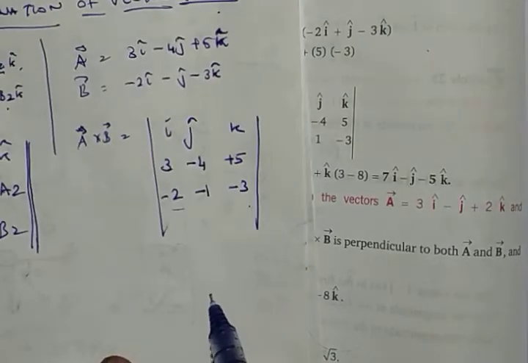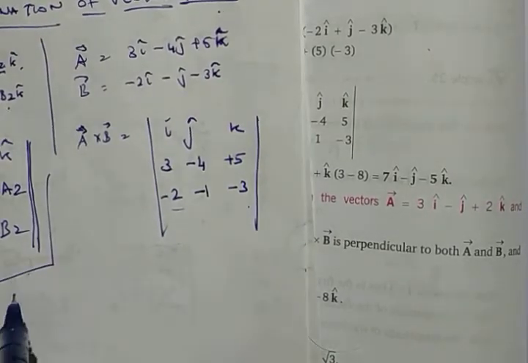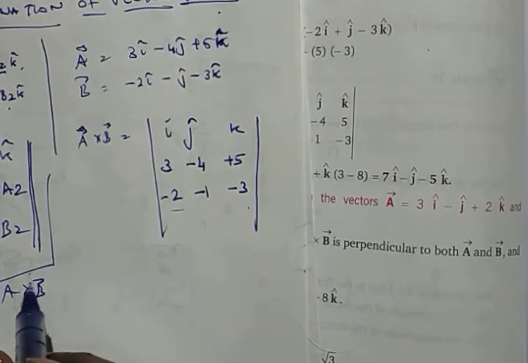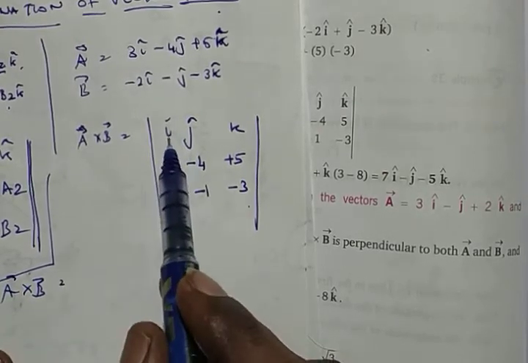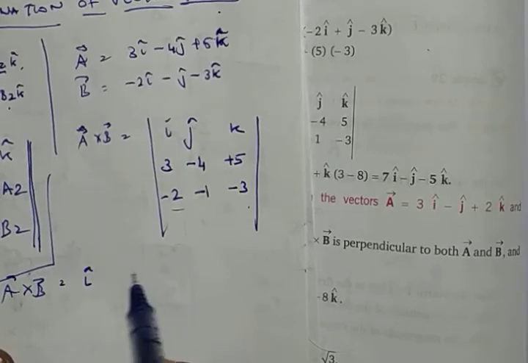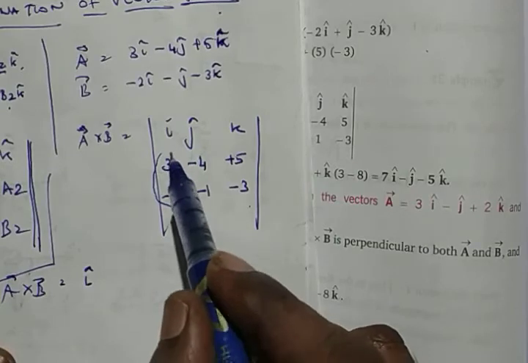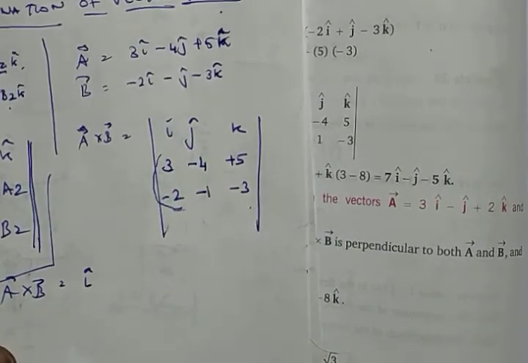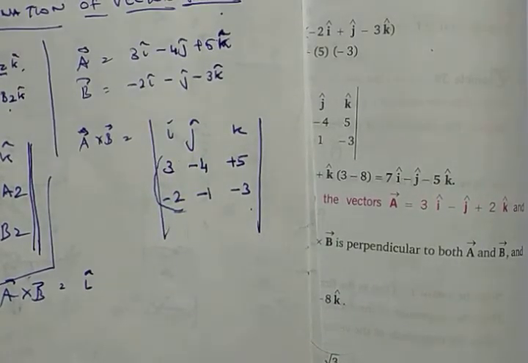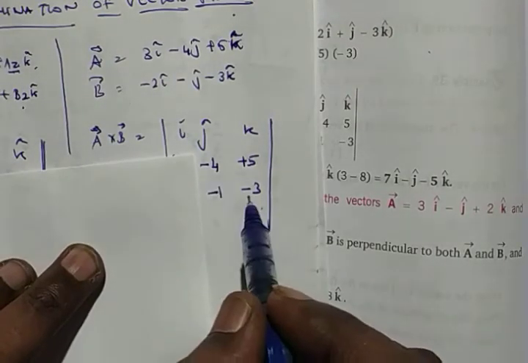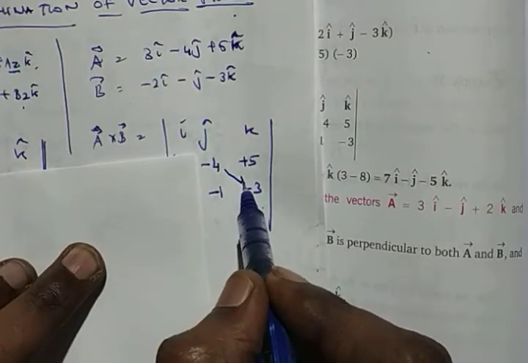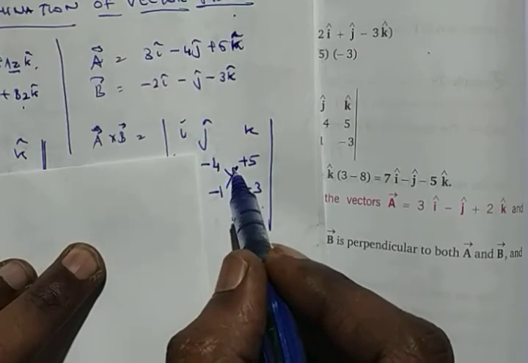Now how to determine the value of A cross B? So A cross B is equal to, first of all, you put only the i value here. And now under this i value, you need to just hide this one. Just hide the values underneath this one. You need to hide it. So once you've hidden this one, what are the next values which are here? Minus 4 and minus 3, cross multiply this and cross multiply this. You will get the next value here.